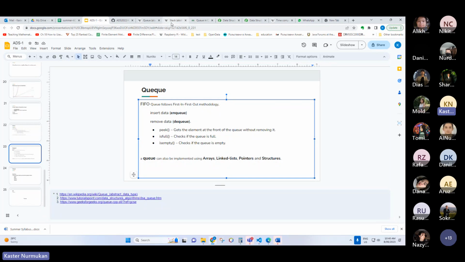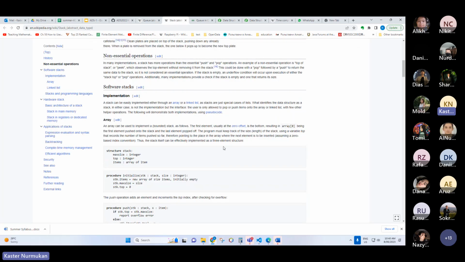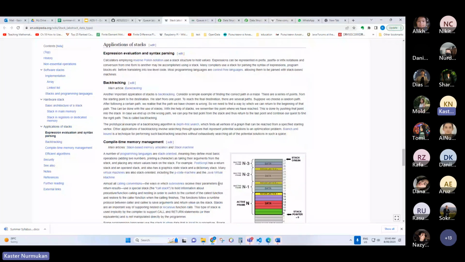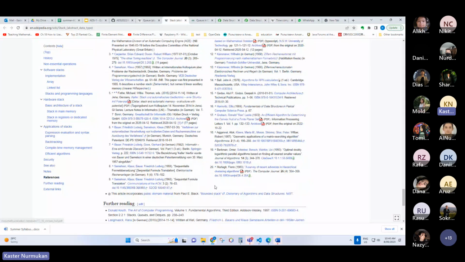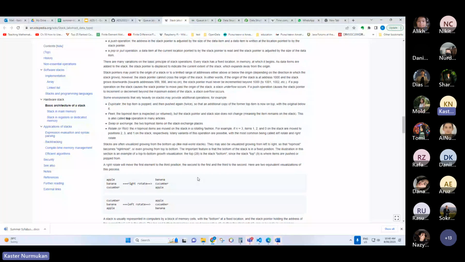Let's see what the queue is. As I said, this has two entry points. You can insert from one side and output from the other side. I forgot to mention the time complexity of the stack. I think it should be mentioned because it's important to the algorithm structure.